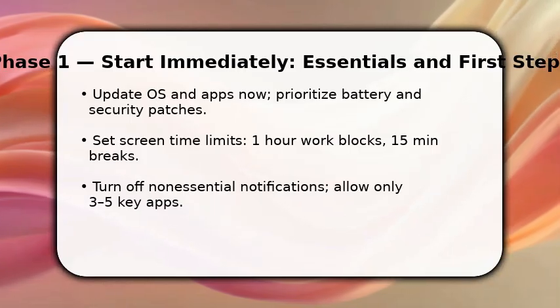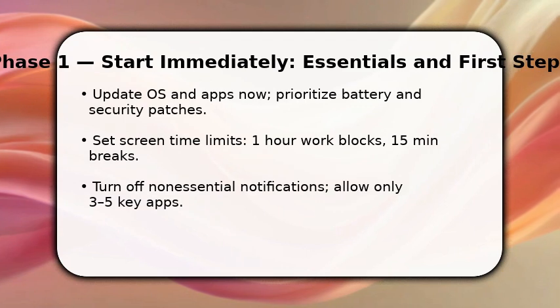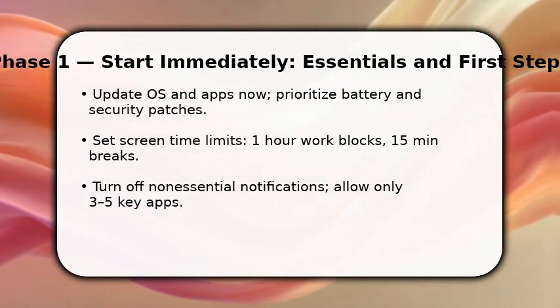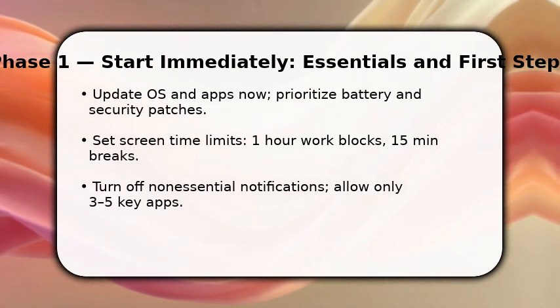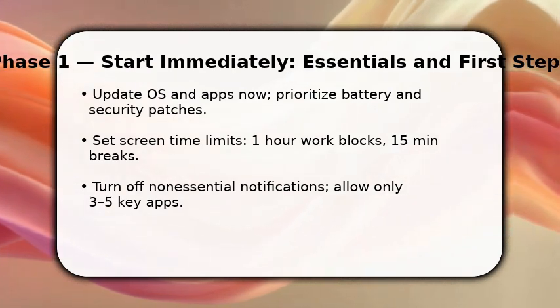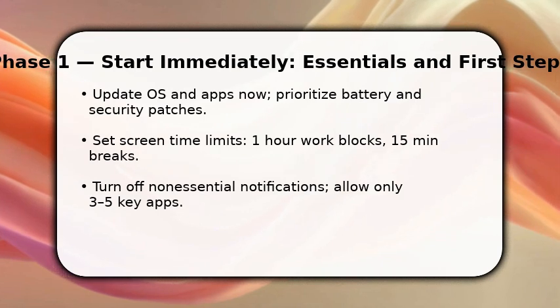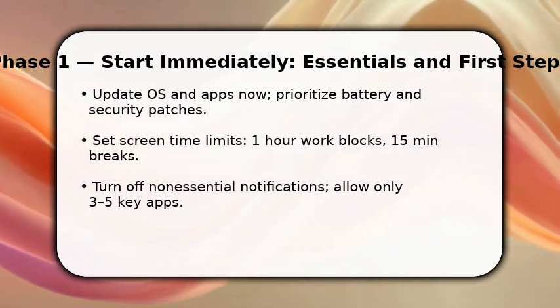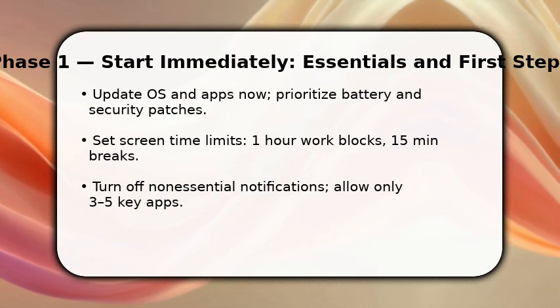You begin by forcing the essential updates and trimming distractions. Do this first so everything runs reliably. Once done, set screen time rules. 1 hour focused blocks with a 15-minute break to protect attention. Make sure to disable non-essential notifications and permit only 3 to 5 priority apps so interruptions stop.